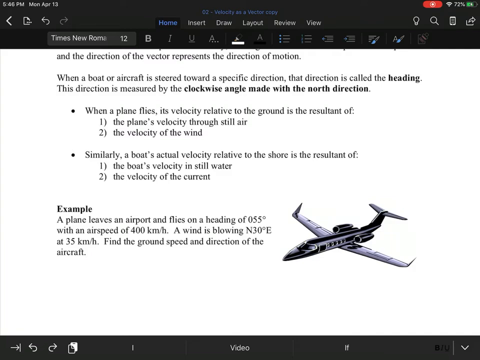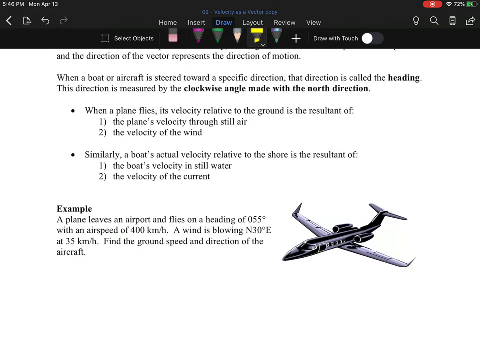So when a plane flies, its velocity relative to the ground is the resultant, important little tidbit there, of the plane's velocity through still air plus the velocity of the wind. So basically all we're going to do is put the velocity of the plane through still air, and then add to that, tip to tail, the velocity of the wind, and the resultant you get when you add those 2 vectors will be the resultant velocity of the plane, where it actually goes. And similarly for a boat, the actual velocity relative to the shore is the resultant of the boat's velocity in still water plus the velocity of the current.